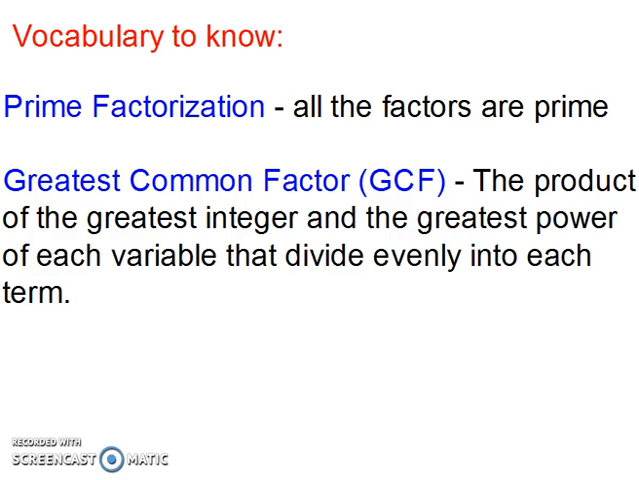The prime factorization. All the factors have to be prime. So the greatest common factor, or GCF, is the product of the greatest integer and the greatest power of each variable that divide evenly into each term.